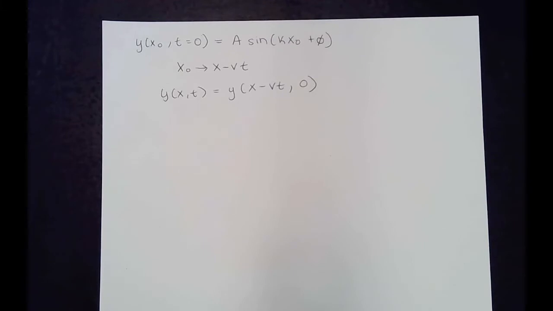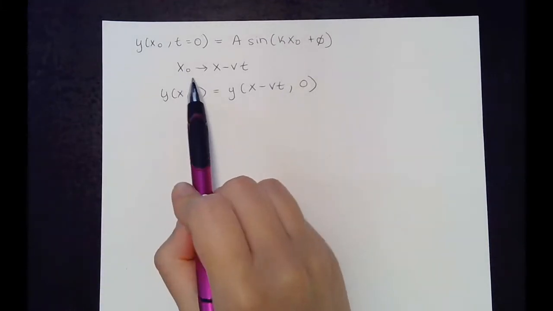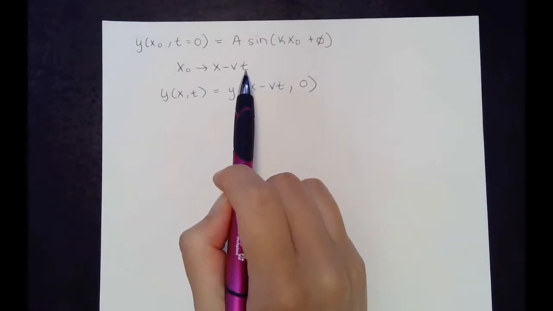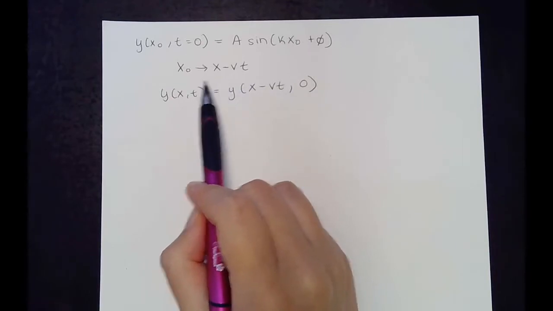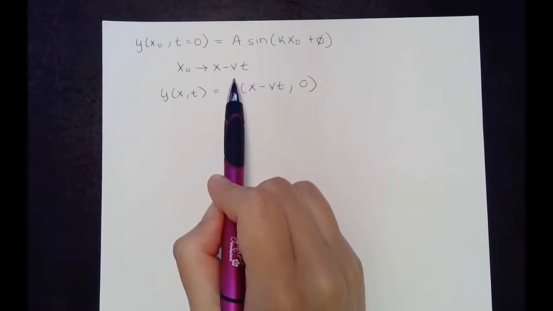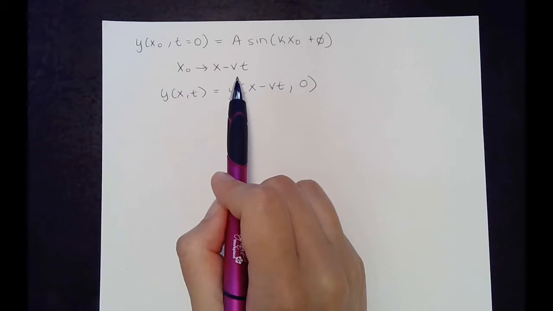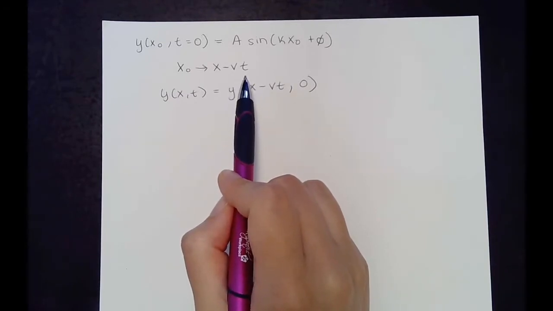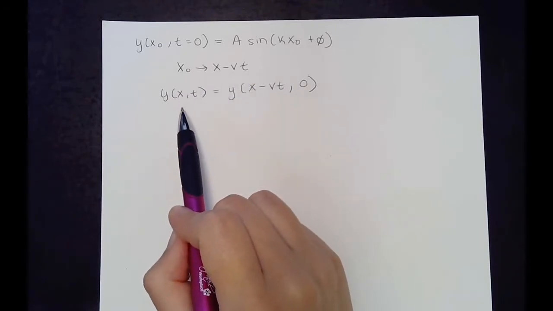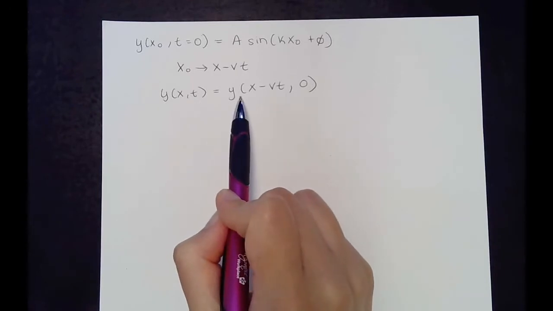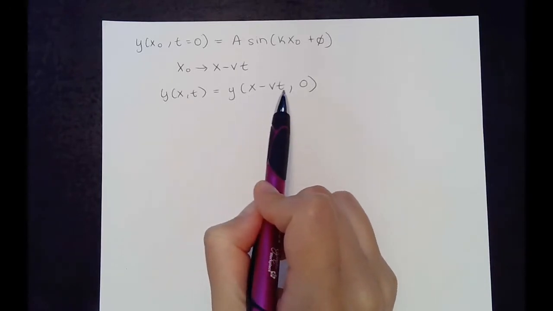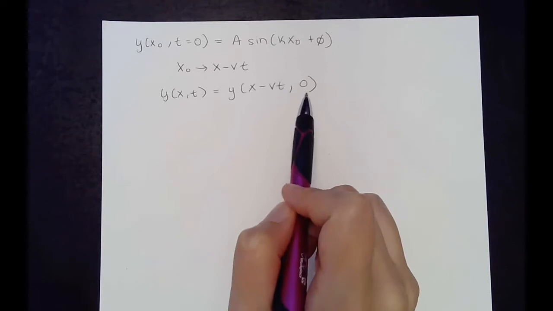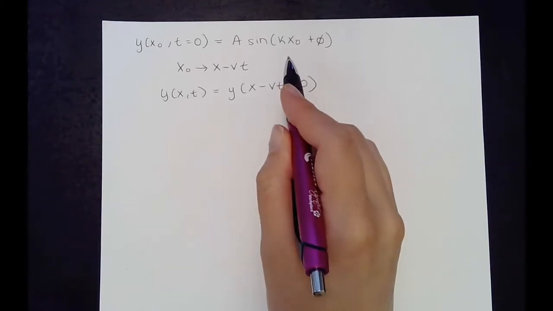Okay, to do this, I'm going to replace x naught by x minus vt. I can do this because vt is the distance that the wave will move in time t. It's speed times time, which is distance. So our function y of x at t will be the same as y at x minus vt and 0. So let's plug that in here and expand.